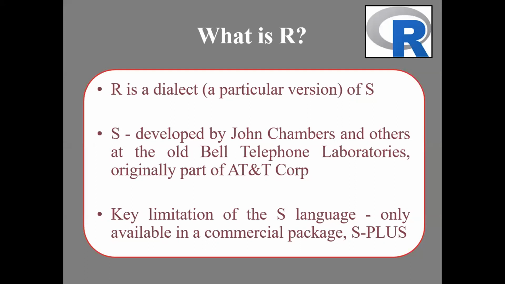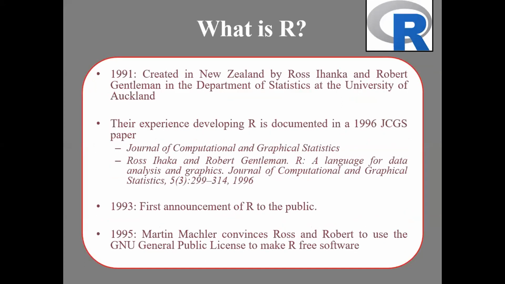But one of the key limitations is that there was not much development in the S language from 1998, and S is only available as a commercial package, which is now called S-PLUS, a kind of 2.0 version of the earlier S. The R software first appeared in 1991, and it was developed by two people, Ross Ihaka and Robert Gentleman, and is named after their first names, Ross and Robert, in the Department of Statistics at the University of Auckland.